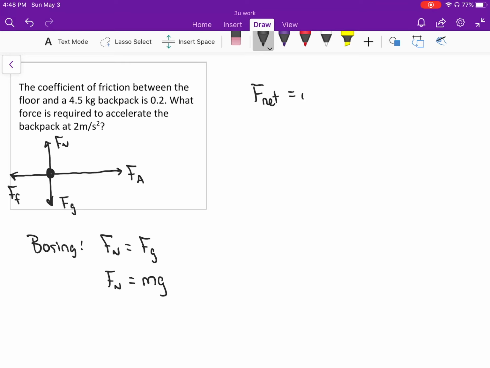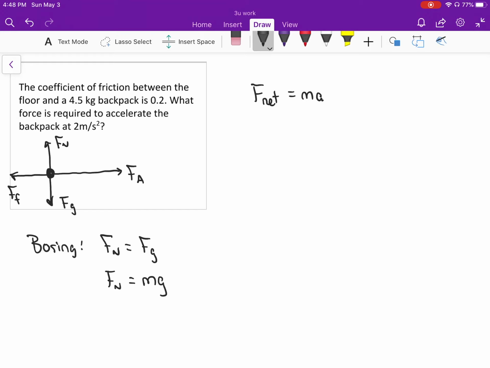F net equals ma. We did questions similar to this way back when we started this Google Slides document, but it didn't have a mu. I just told you the force of friction and asked for the F applied. This one we have that extra little step.